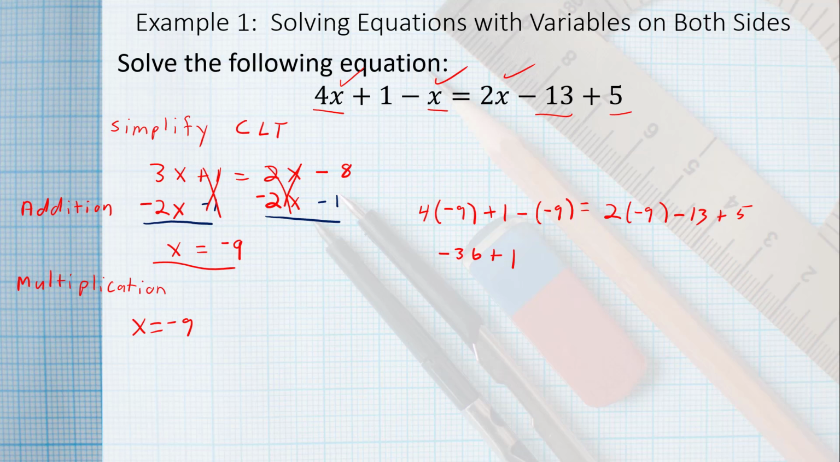Okay, well, 4 times negative 9 is negative 36. Plus 1, and then a negative minus negative 9 is simply just plus 9. And then over here we have 2 times negative 9, which is negative 18. And then minus 13 plus 5, that is negative 8. Okay, so now, negative 36 plus 1 plus 9, that is basically negative 36 plus 10, or negative 26. And you've guessed it, negative 18 minus 8 is negative 26. So it checks out, and this is correct.